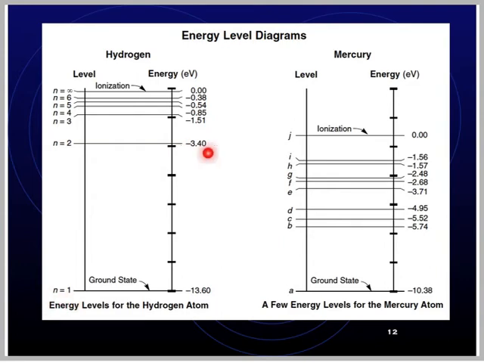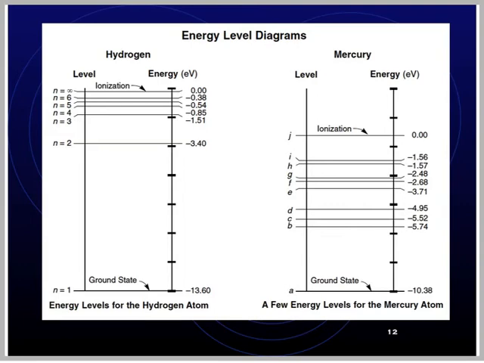Notice the n equals 2 state, minus 3.4. So if I take the difference in these two numbers, which would be 10.2, 13.6 minus 3.4, if an electron is living in the ground state and a photon of energy 10.2 electron volts, equal to this difference, was absorbed by the atom, the electron would jump up to the n equals 2 level and stay there. When the electron jumped back down to the n equals 1 level, a 10.2 electron volt photon would be emitted from the atom.